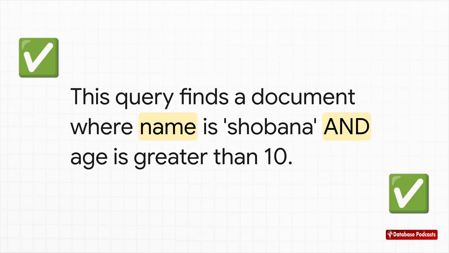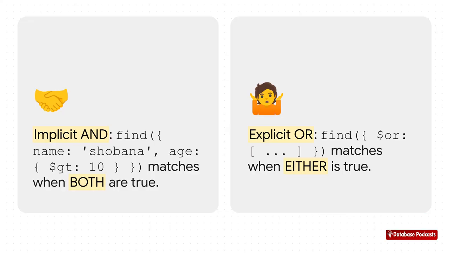MongoDB just implicitly understands that you mean all of these have to be true. I mean, just look at how clean and readable that is. Inside our curly braces, we've got our first rule, name, Shobana, then a comma, and then our second rule, age, $gt, 10. Both of our conditions are right there in the same query document.